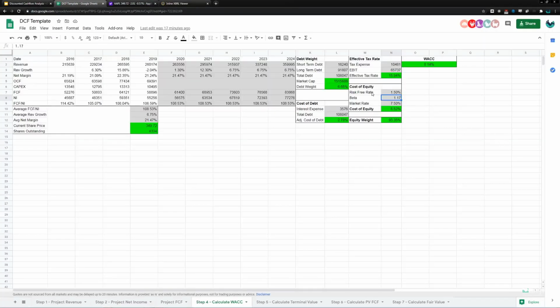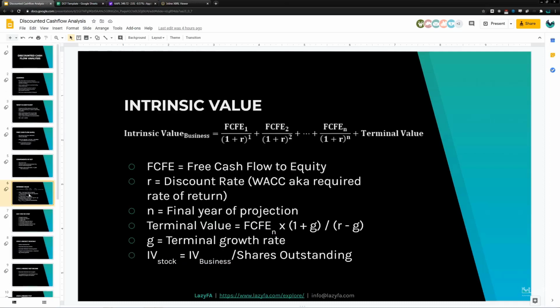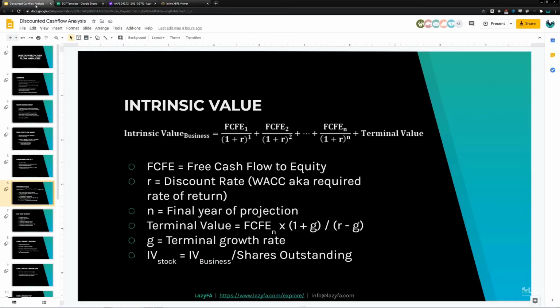So that gives us, altogether, our cost of equity. We have the equity weight, cost of debt, the weight of the debt, and the effective tax rate. So we have all of the things that we need now in order to calculate WACC, and that's what this cell is giving us. So now going all the way back to the beginning, we now have R. So in our case, R is going to be 8.14%. That's our required rate of return.